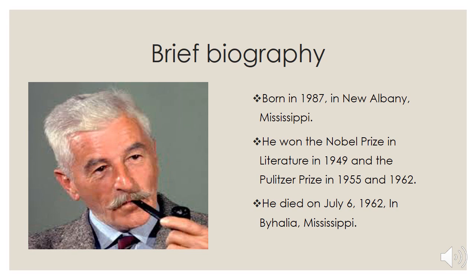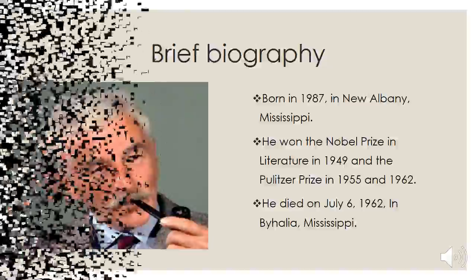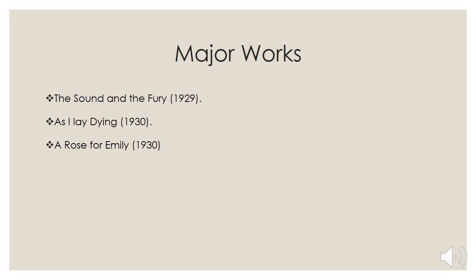A brief biography of William Faulkner. He was born in 1987 in New Albany, Mississippi. He won the Nobel Prize in Literature in 1949 and the Pulitzer Prize in 1955 and in 1962. He died on July 6, 1962 in Byhalia, Mississippi. Some of his major works are The Sound and the Fury in 1929, As I Lay Dying in 1939, A Rose for Emily in 1930.